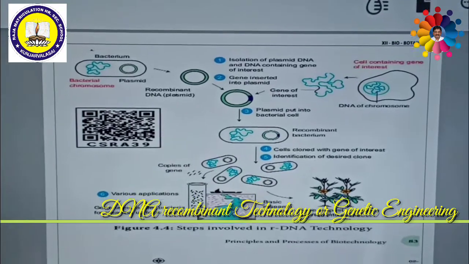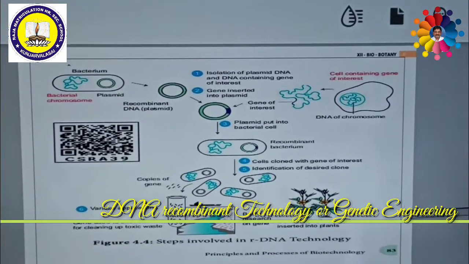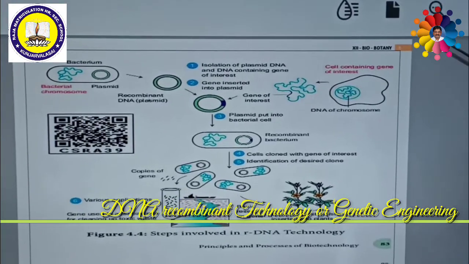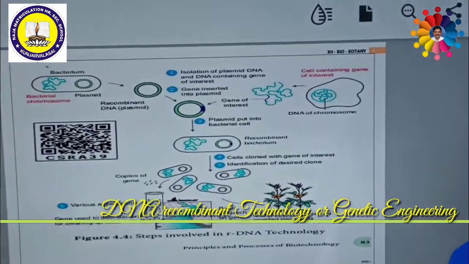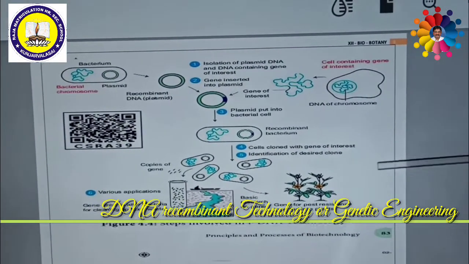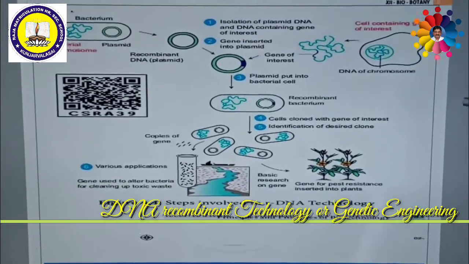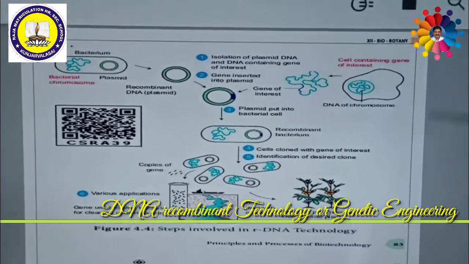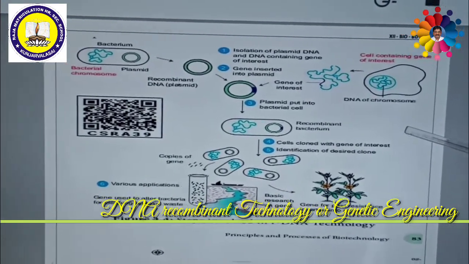Another thing is the gene of interest. What do you mean by gene of interest? What is the requirement we need? Suppose we need more amount of insulin. If we require more amount of insulin, you need pancreatic cells. So pancreatic cells which have the gene that can produce more amount of insulin. So this is the gene of interest.